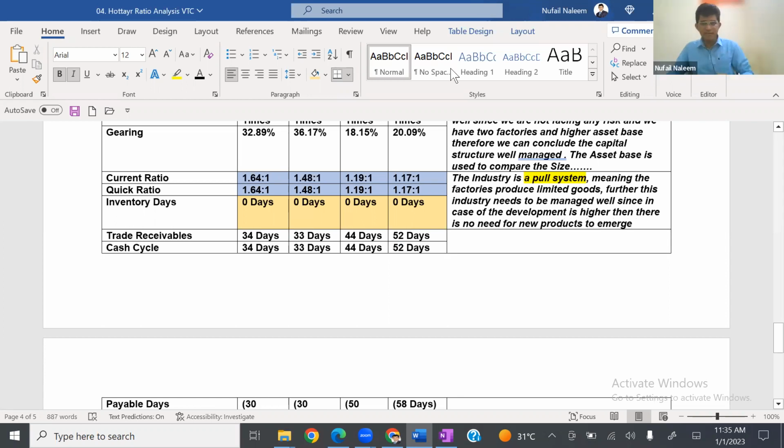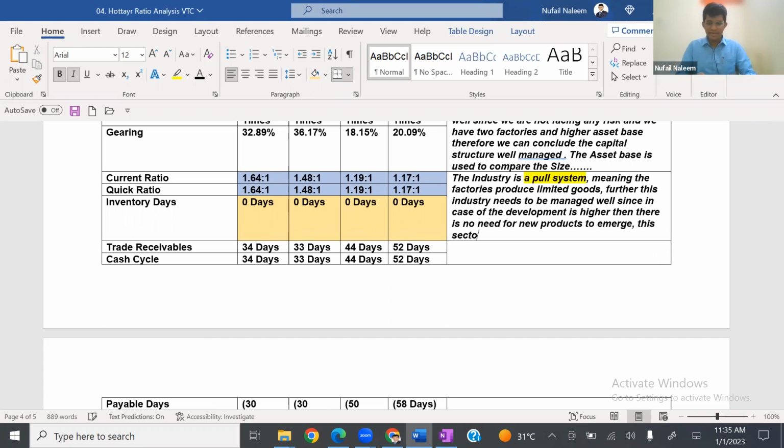Students, I believe everyone is very clear on that application point. And I can generally say this sector may rarely face a liquidity issue.